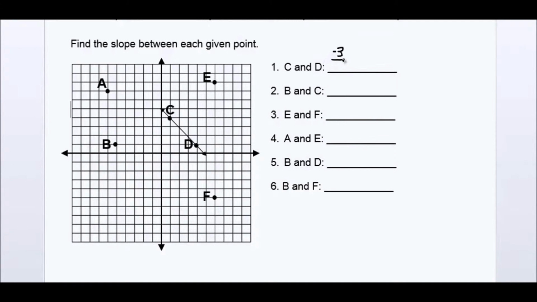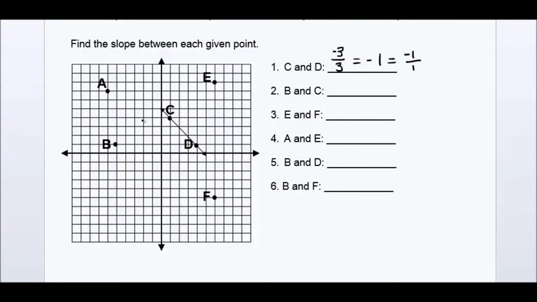Right here we can simplify it. Just using mathematics, you know that a negative 3 divided by a positive 3 is equal to negative 1. Because this is negative 1, you could also say negative 1 is the same as negative 1 over 1. Let's see if that's true. Down 1, 1 to the right. Down 1, 1 to the right. Down 1, 1 to the right. So it looks like that is our slope. Our slope is negative 1.